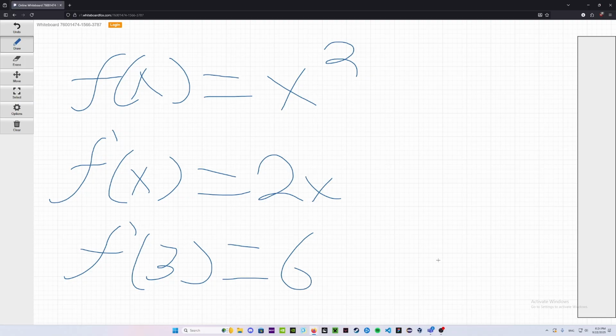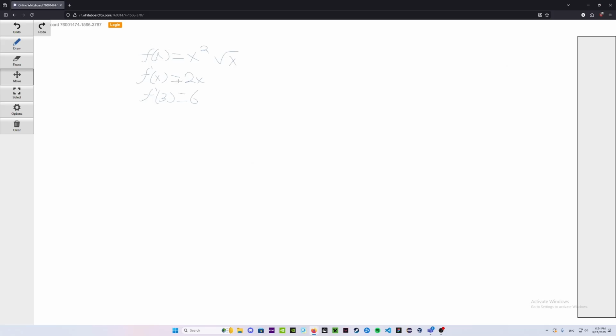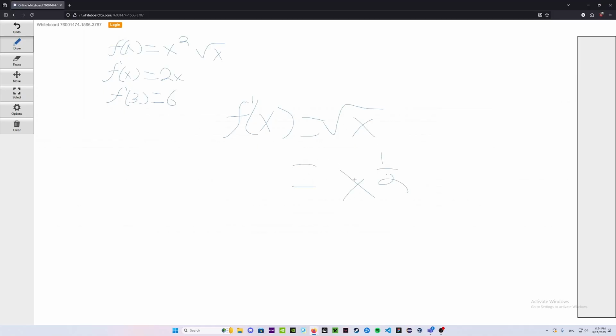Well, we know the inverse is this. Let's see if we can find the inverse's derivative at x equals 3. Hold on, let me zoom out a little bit more. Okay. So we know the inverse, f inverse, is root x, which is basically the same as x to the power of 1 over 2.